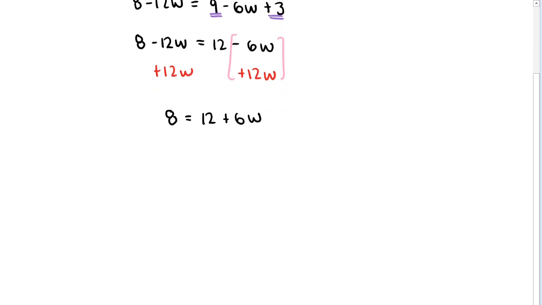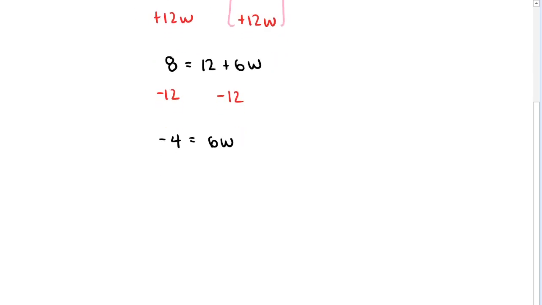Now to get that w alone, I want to subtract away 12 from both sides. And so we subtract away all the constant terms to get that 6w alone. And so 8 minus 12, that's negative 4. 12 plus 6w minus 12, well, 12 minus 12 is 0, and we still have that 6w. And then the last step is to divide out that multiplication, right? So undo that multiplication of 6 with division by 6. And so on the right we have w, our variable, completely isolated.